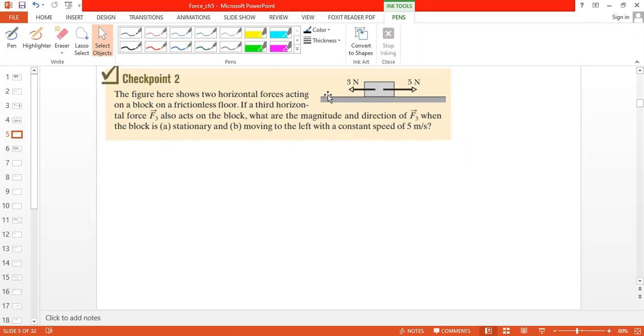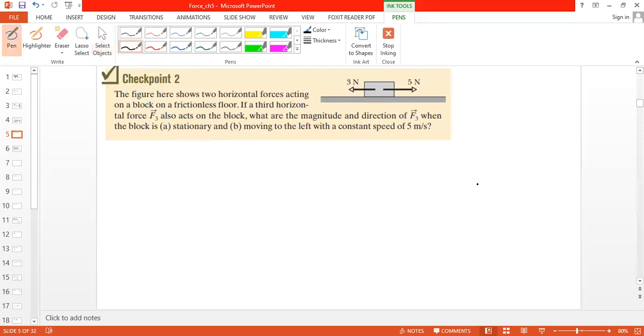So two things. This is an object. Two forces are already acting on it. One is 3 Newton and one is 5 Newton. And now they're asking us, if I want to apply another third force, what should be the magnitude and direction of this force so that the object will be stationary? That means the object will not move. How many Newtons of force should I apply? Or what should be my F3?